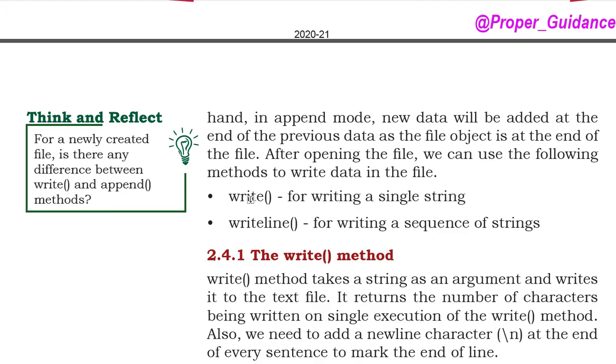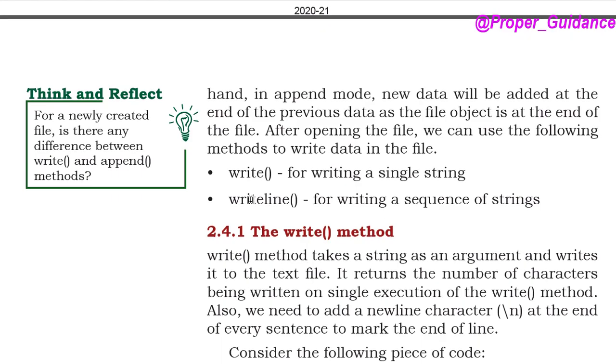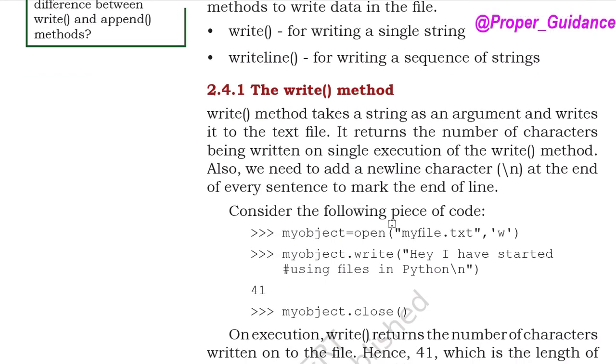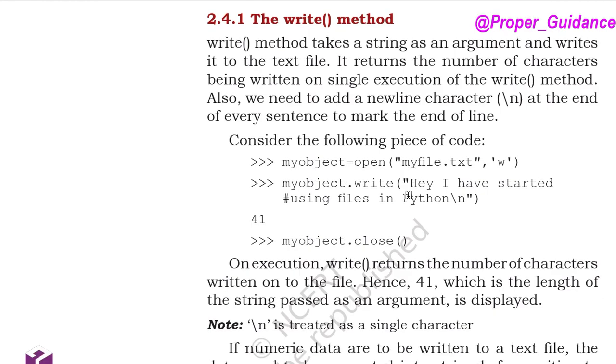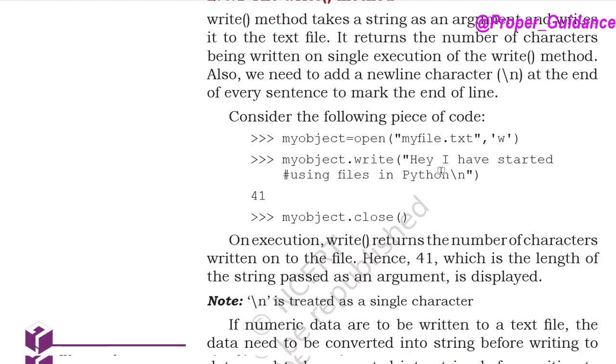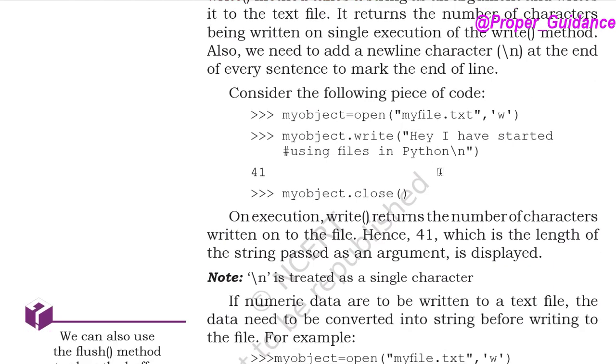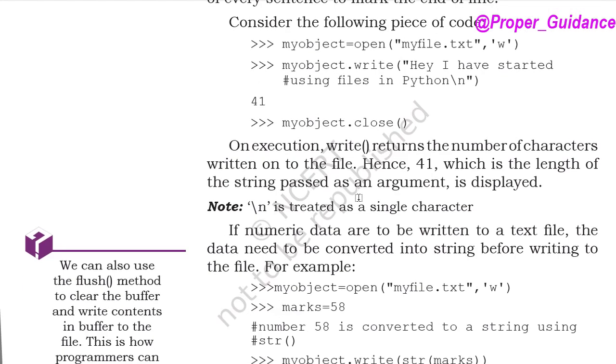After opening the file, we can use the following methods to write data in the file: write() for writing a single string, and writelines() for writing a sequence of strings. The write method takes a string as an argument and writes it to the text file. It returns the number of characters written on a single execution of the write method. Also, we need to add a newline character at the end of every sentence to mark the end of line. Okay, and on execution, write returns the number of characters written onto the file.